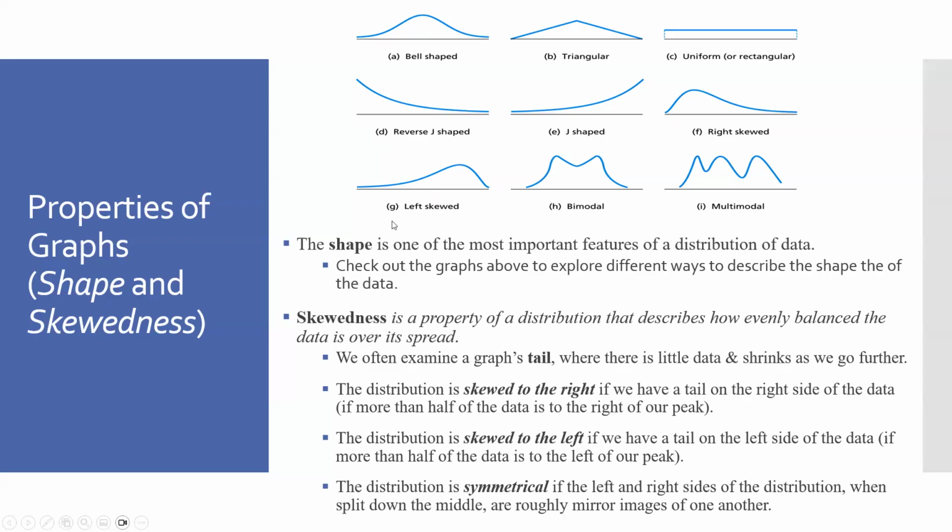It's skewed to the left, as you see here, as well as the J-shaped distribution, if we have a tail on the left side of the data. So if more than half the data is to the left of our peak. The distribution is then symmetrical only if the left and the right sides of the distribution, when split down the middle, are roughly mirror images of each other. So this bimodal distribution, the bell shape, the triangle, and the uniform all seem to be fairly symmetrical, but the other ones not so much. And that's okay. It's just a property to keep in mind.